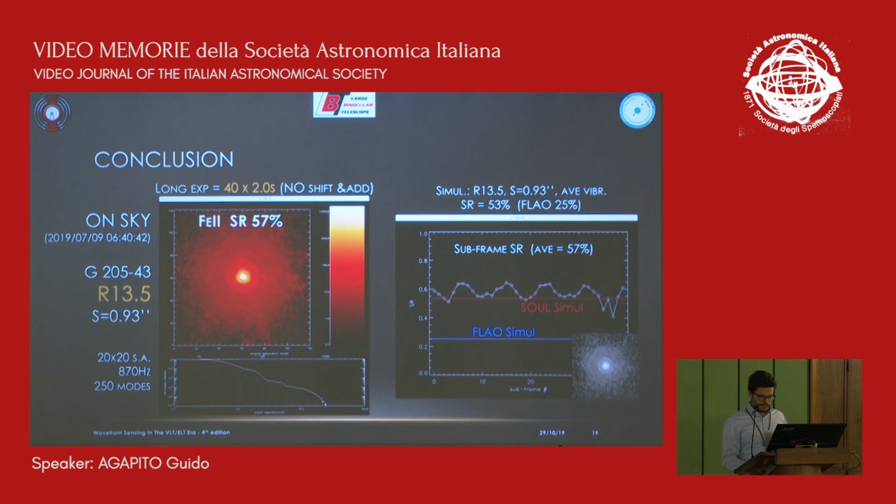Then, a last slide. I would like to conclude by showing you a performance that we are able to get from a star. We think this is an interesting result because this is quite a faint magnitude for a single conjugate adaptive optics system. And in not so good atmospheric conditions, we are able to reach high Strehl on a relatively long exposure. This is 80 seconds.